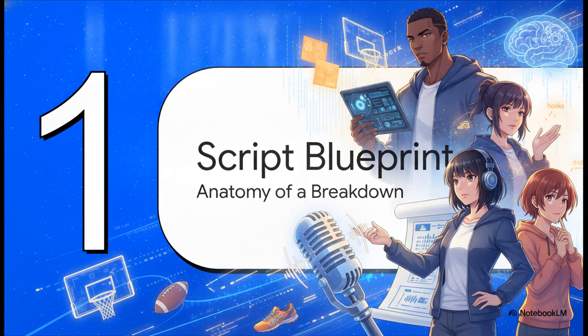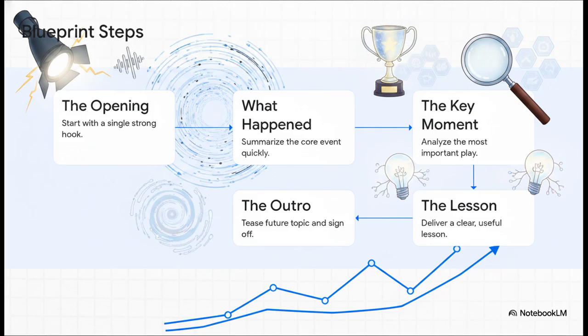All right, starting us off with Section 1, the Sports Script Blueprint, the anatomy of a video breakdown. So the overarching philosophy of this blueprint is that your script absolutely must be engaging, but entirely void of artificial hype. You're just using 2 to 3 really well-placed hooks. As you can see, the framework is built on 5 exact steps.